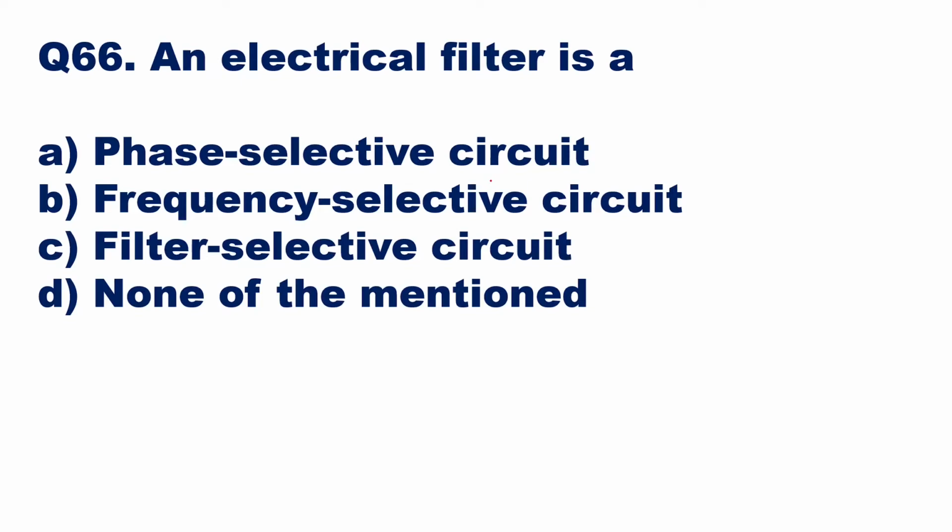An electrical filter is what? Option A is phase selective circuit. Option B is frequency selective circuit. Option C is filter selective circuit. And option D is none of the mentioned.